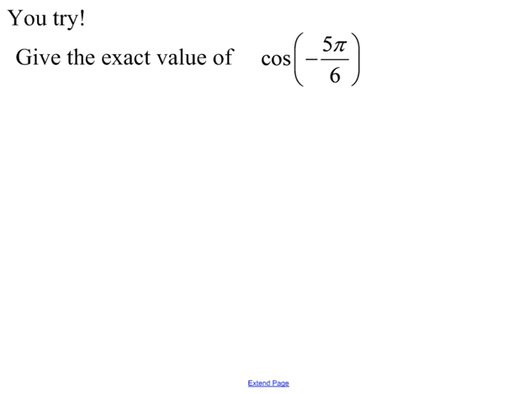Okay, now you try it. Give me the exact value of the cosine of negative 5 pi over 6. If you want a hint, keep watching the video. If not, go ahead and try it on your own. Alright, so here's your hint. Look at example 1. You want to convert this to degrees first, and you can take it from there.